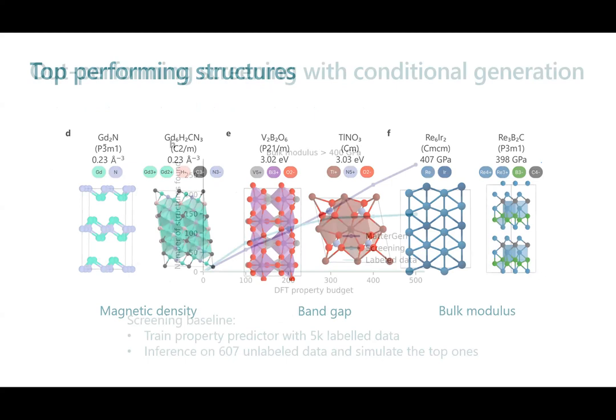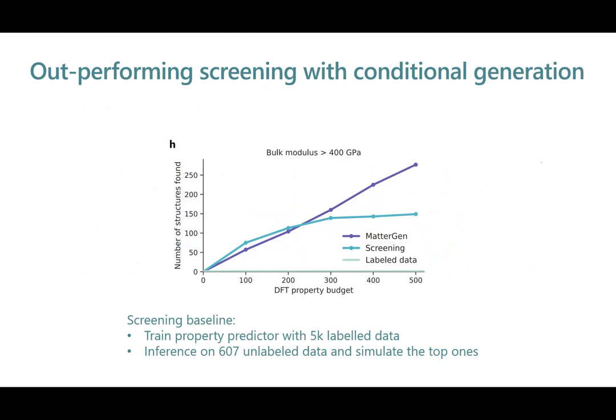This is an additional plot to show that our generative model can outperform screening-based methods. For screening-based methods, you rely on an initial set of candidates, and you end up running out. So if you increase the computation budget, this curve saturates, while the generative model just keeps generating novel materials. I think that's a key advantage of generative models over conventional screening.